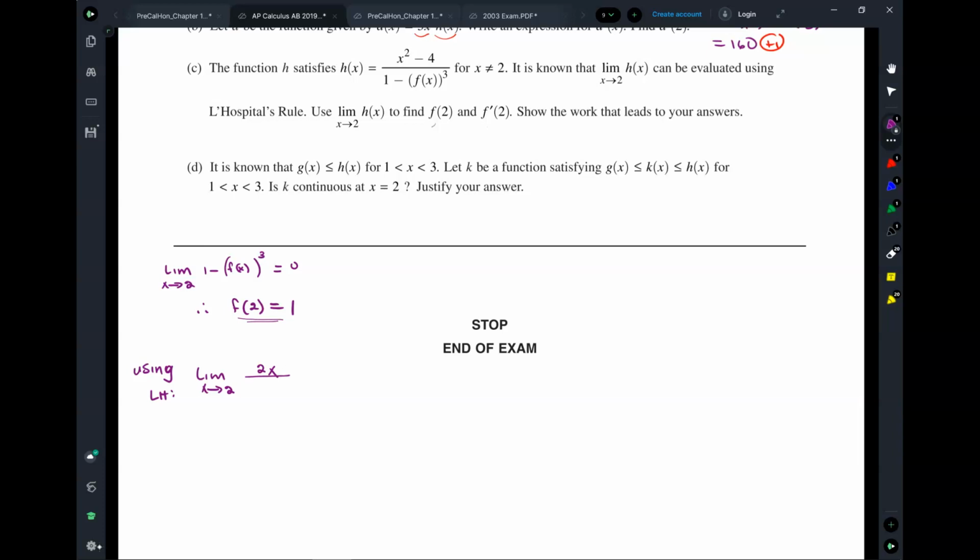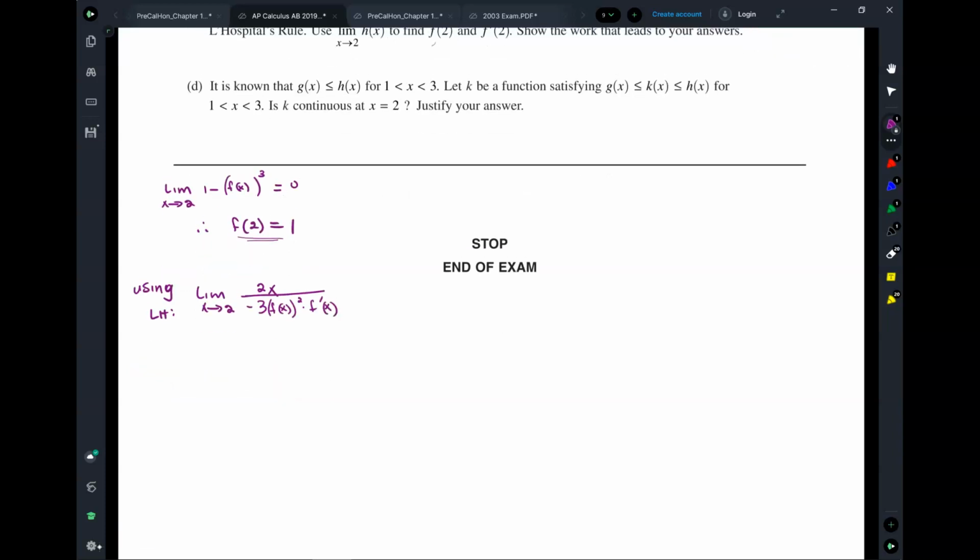So taking a derivative of the top, I get 2x over 1 minus, negative 3 f of x squared times the derivative of the inside, f prime of x. No, why would we do that, not like the quotient rule? Because L'Hopital's rule, remember, is not just the derivative of the whole thing. L'Hopital's rule separates numerator from denominator into separate entities, and we just take a derivative of the top separately and the derivative of the bottom separately. So it's a lot easier than that.